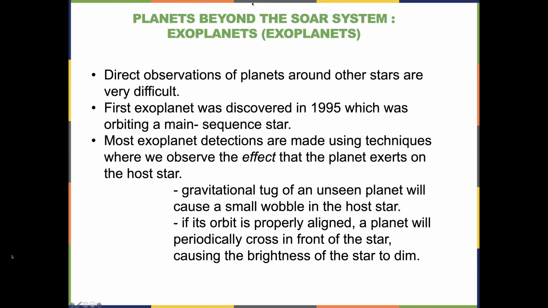Now, most exoplanet detections are made using techniques where we observe the effect of the planet on the host star. So you cannot actually do direct observation. You cannot look at planets outside our solar system directly from a telescope and figure out these planets in other solar systems, right? It is not practical. We don't have large telescopes or developed technology to go up to that point. So most exoplanets are detected using the gravitational effect.